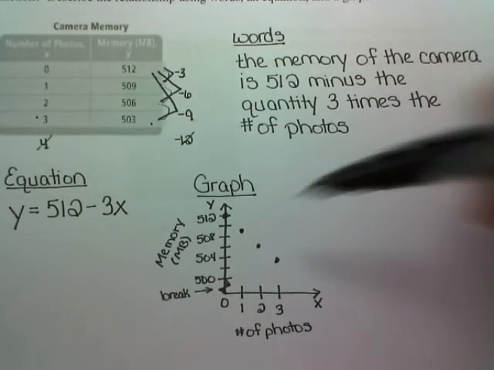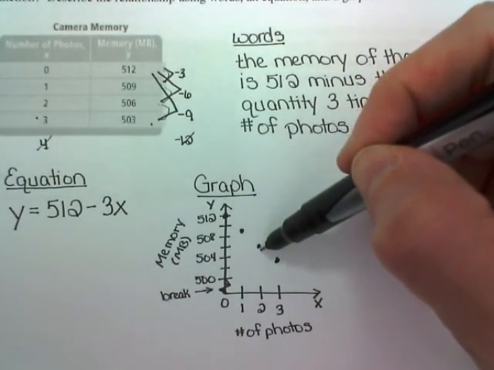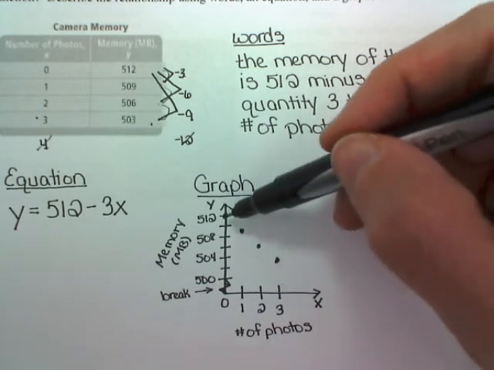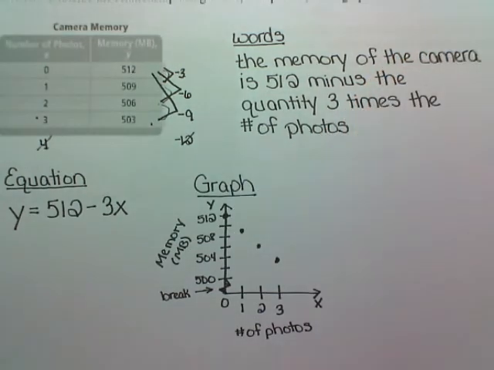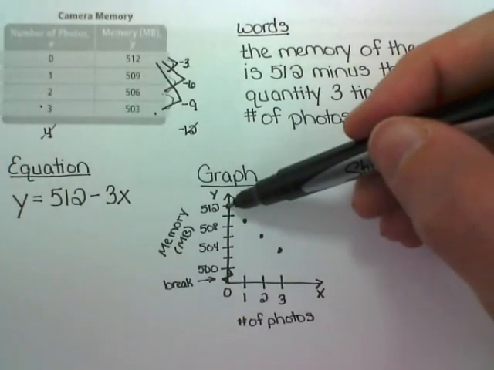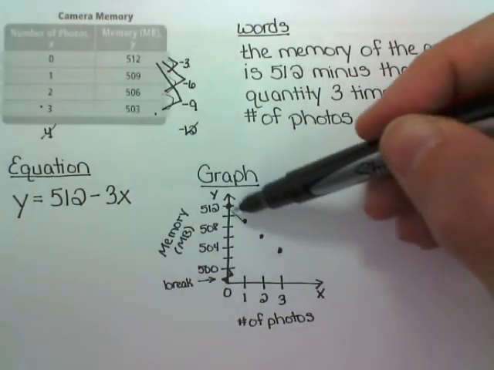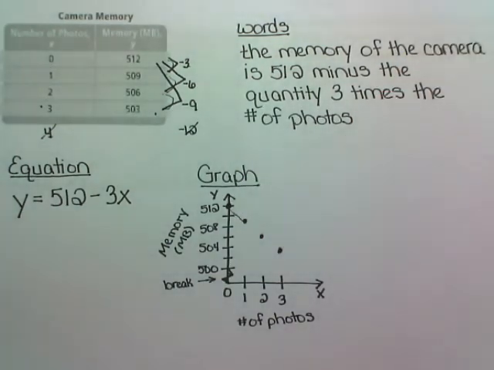We're not going to connect those dots because you can't take a half of a picture. So you're not going to have between 512 and 509 megabytes. But you do have a line being formed, don't connect those dots. You do have a line being formed going down. Eventually, you're going to get to a certain amount of photos that causes you to have 0 megabytes of memory on your camera.